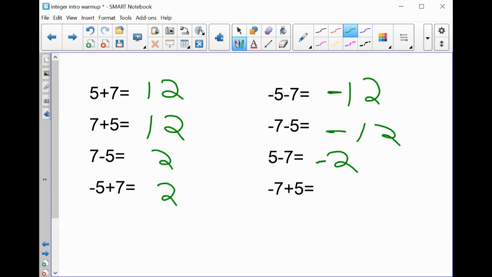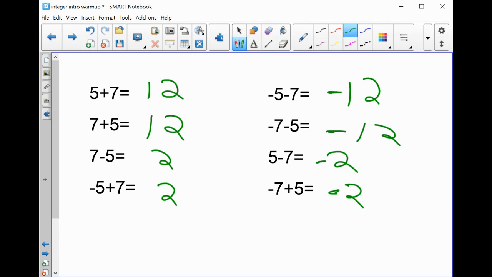Again, this one's same exact problem, just commutative property. We switch the order. We put the negative 7 in front. We put the positive 5 second. They are different signs. You take the subtraction, the difference of it, and 7 is bigger. Well, there you go. Hopefully that helps you out.